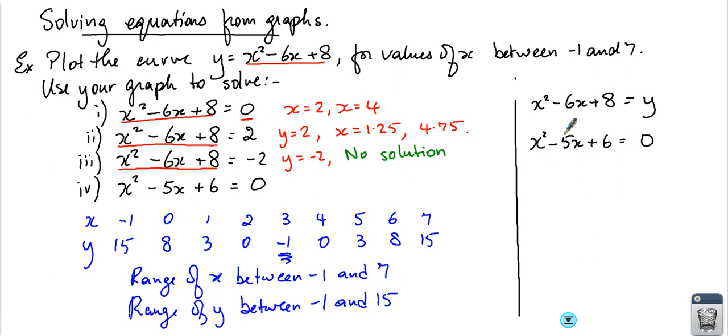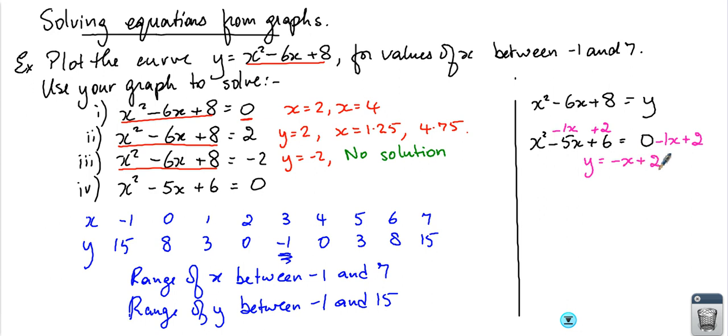So what am I going to do? Minus 5x, I need it to become minus 6x. I can do that by subtracting x. But this is an equation. If I subtract x from one side, I have to subtract x on the other side. Same thing here. I need 6 to become 8. That means I need to add 2. But if I add 2 to one side, I have to add 2 to the other side. So the equation is y equals minus x plus 2.